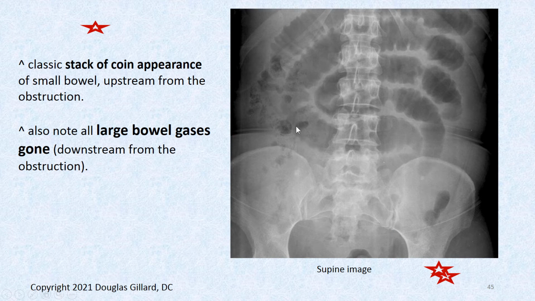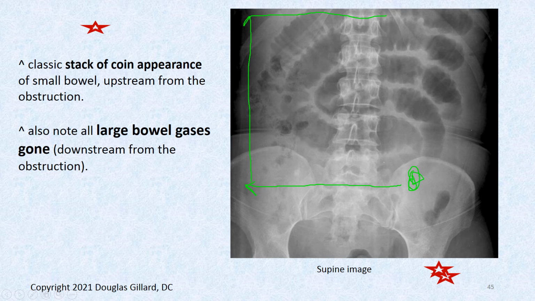And here's another picture of a nice stack of coin appearance. But again, all of a sudden, where's all the distal ileal gas? It should be right in here. There's nothing. So we can tell the blockage is probably up in the proximal ileum or distal jejunum. I would guess it's probably right about here is where the beaver dam is, because there's nothing down here, and there's nothing up the ascending colon.